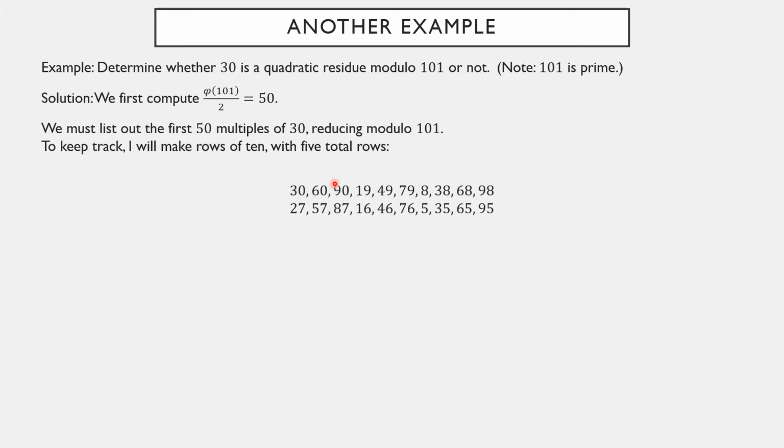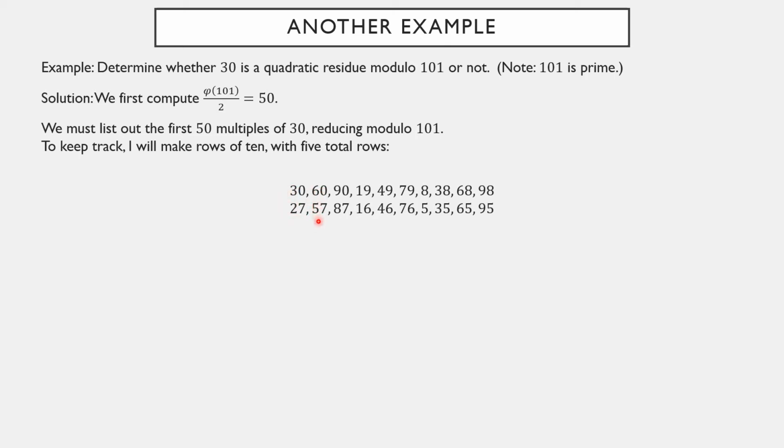30, 60, 90, 120, so take away 101. Plus 30, 49, 79, 109, take away 101, 8. Plus 30, plus 30, plus 30. Now when I add 30, I would get up to 128. If I take away 101, I get to 27. So if I'm making my rows be of length 10, I've observed that moving down one row subtracts 3. So adding 30 here would be equivalent to adding 30 here, take away 3, take away 3.